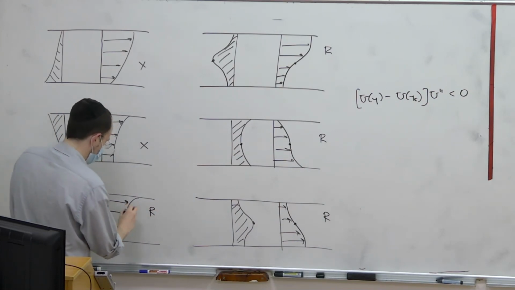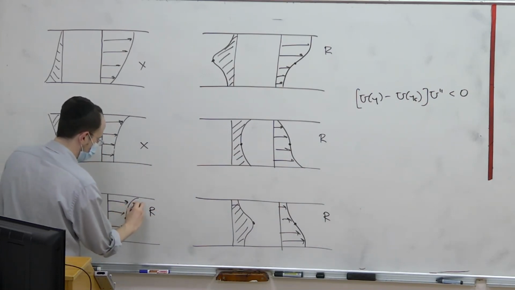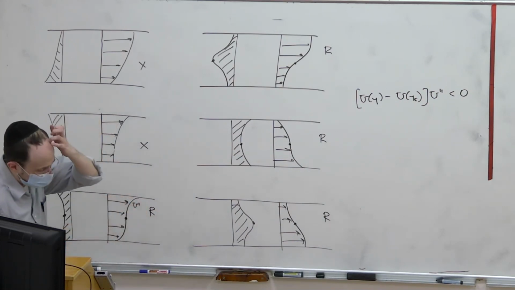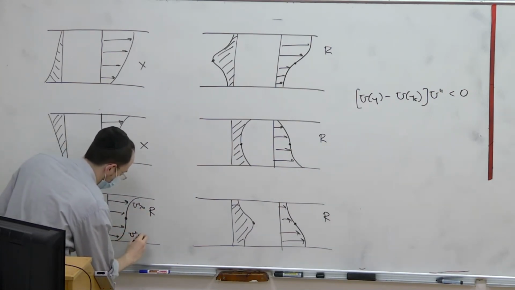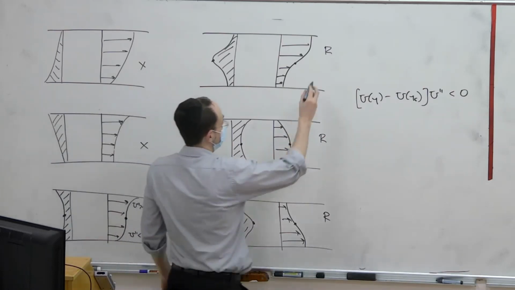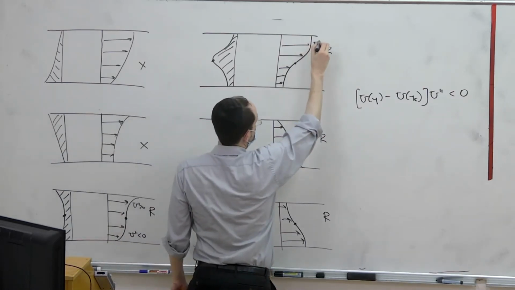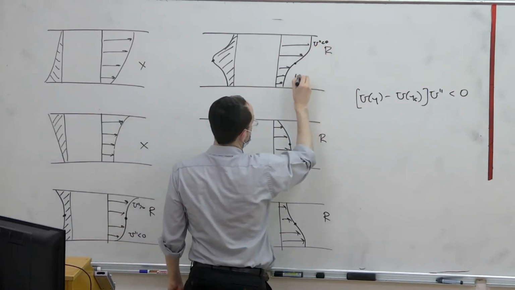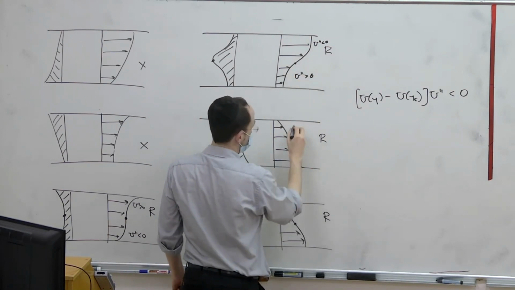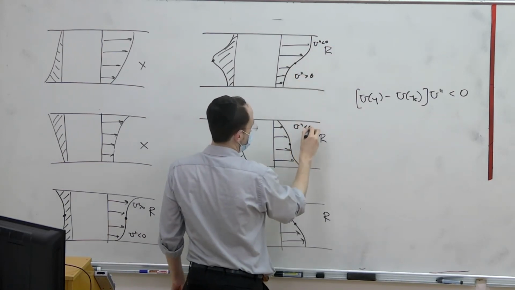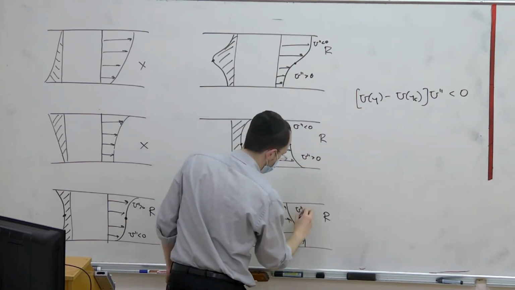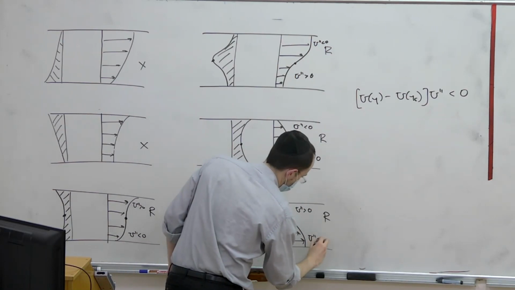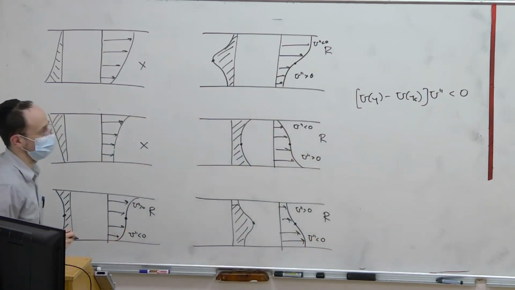So here, this region, this is concave up, right? So this is U double prime positive. This is U double prime negative here. Here we have U double prime negative, U double prime positive, U double prime negative, U double prime positive, positive, negative. Right, just labeling the curvature.